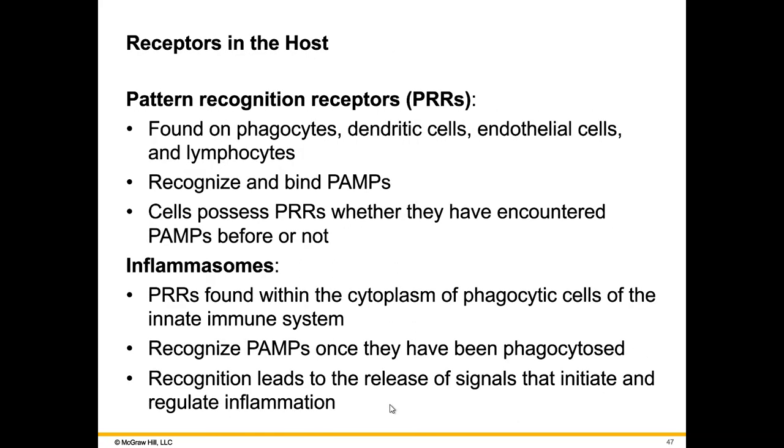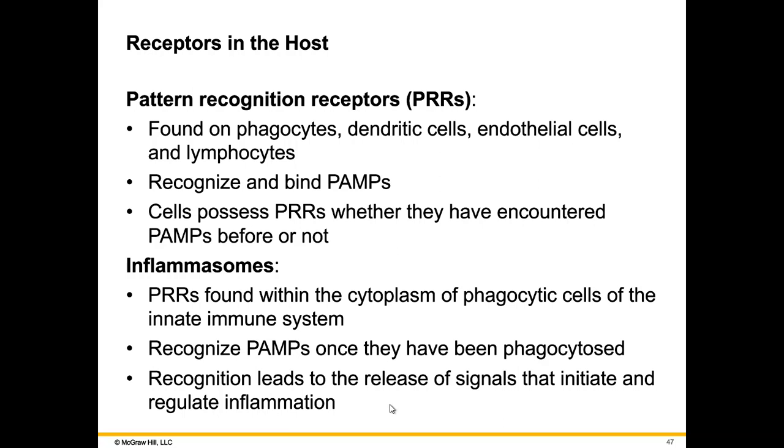All right, so what about in the host, the receptors? Again, these are called PRRs, and they're found, of course, as we've talked about, on phagocytes, which can include dendritic cells. They're sometimes found on epithelial cells and even on lymphocytes. But again, they bind and recognize these PAMPs, and they are going to have those recognition sites regardless of whether or not they've come in contact with a PAMP before. And that's exactly why, once again, we refer to it as the innate immune system. It does not have to have seen these things before to know that it's a red flag.